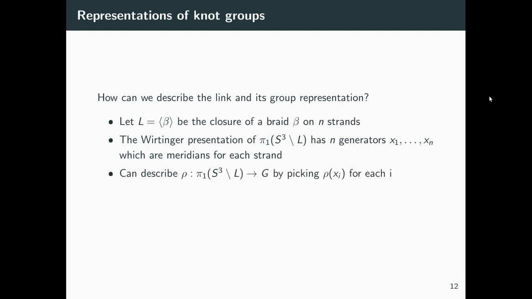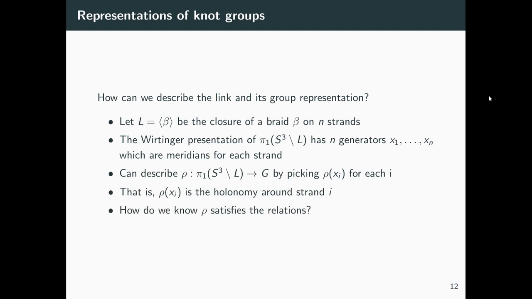And you can describe a representation of the knot group into G by picking the image of xi for each i. So you just say what group element each meridian goes to, because they're generators. Sometimes I'll abbreviate that by saying that rho of xi is the holonomy around strand i. And the question now is, how do you know rho actually satisfies the relations? This can be fairly complicated.